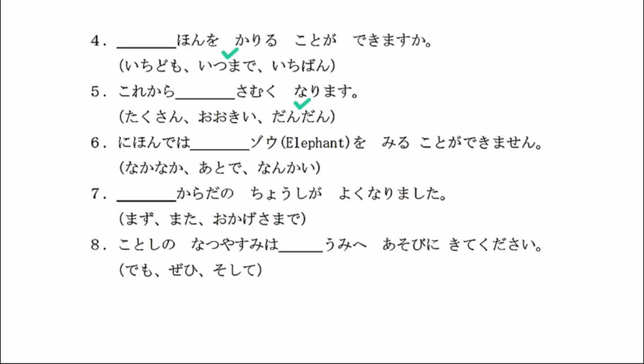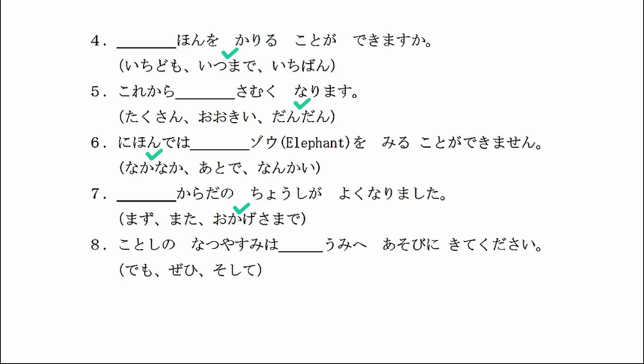The sixth sentence is Nihon de wa dash zo o miru koto ga dekimasen. The options are nakanaka, ato de, nankai. The correct option here will be nakanaka, which means not easily. And the sentence will become Nihon de wa nakanaka zo o miru koto ga dekimasen. The seventh sentence is dash karada no choushi ga yoku narimashita. The options are mazu, mata, okage-sama de. The correct option here will be okage-sama de, which means thanks to you. And the sentence will become Okage-sama de karada no choushi ga yoku narimashita.